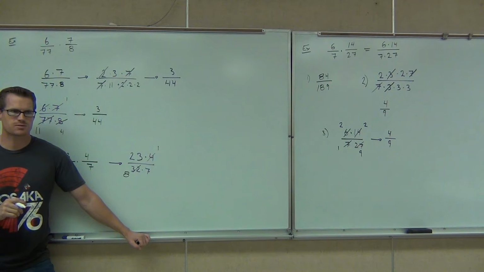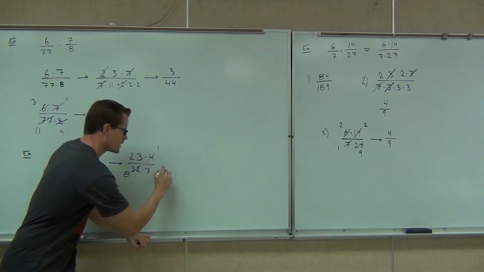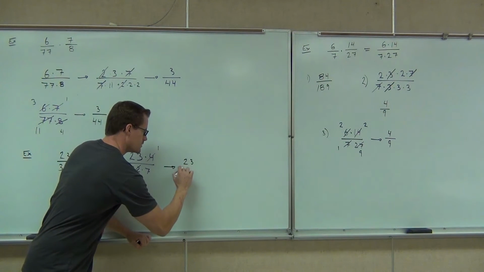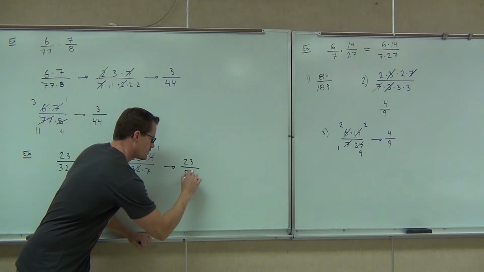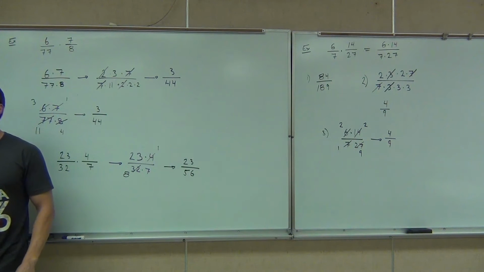23, that's a prime number. 7 is a prime number. So we go ahead and multiply the rest of these. 23 times 1. 8 times 7 gives you... That's as good as we can do. It's not simplifiable after that.